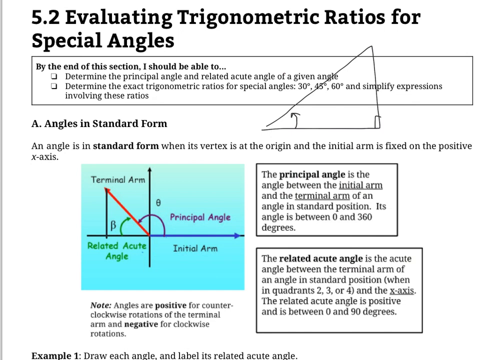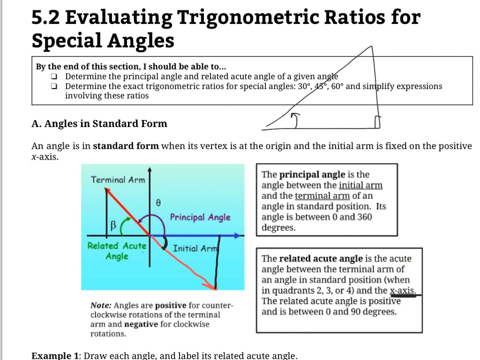So I'm just going to underline this again. It is always with the x-axis. So if I were to make a right angle triangle with this terminal arm, this is our related acute angle. If I were to do an example on the other side here, so here's another terminal arm. If we made a right angle triangle with the x-axis, this inside angle right there is a related acute angle.